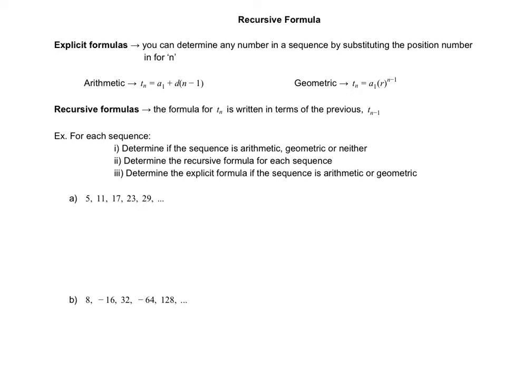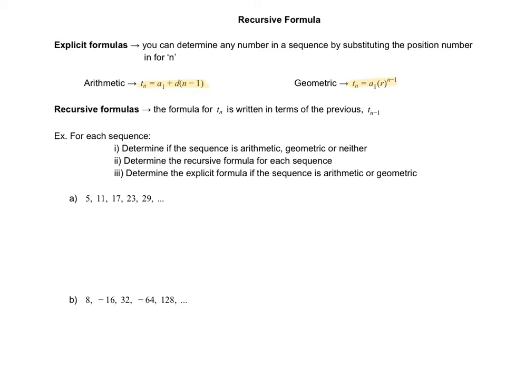had my formula. So just a reminder, for arithmetic sequences, the explicit formula was Tn equals A1 plus D, which is the common difference, times n minus 1, and that was linear. Whereas the geometric was exponential, so the formula for that was Tn equals A1 times the common ratio r to the power of n minus 1.